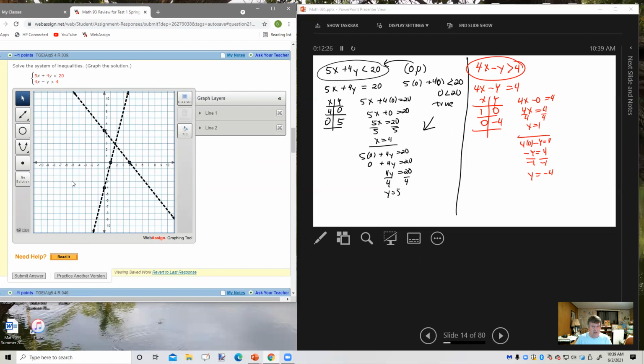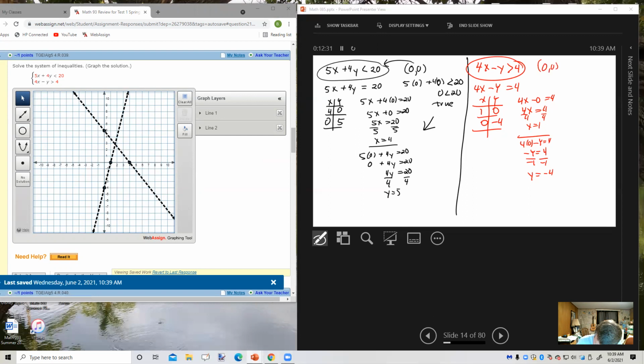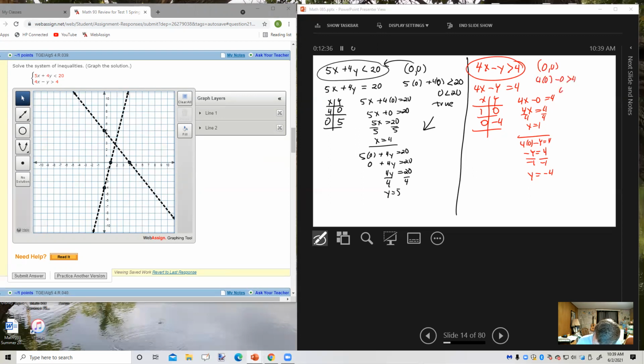Now, let's take a test point for line number 2. 0, 0 is not on it, so let's use that as a test point. 0, 0 would give us 4 times 0 minus 0 greater than 4. 0 is greater than 4. Not true. So for the second line, 0, 0 is not a solution, which means we're on the other side of it. It's going to be to the right.